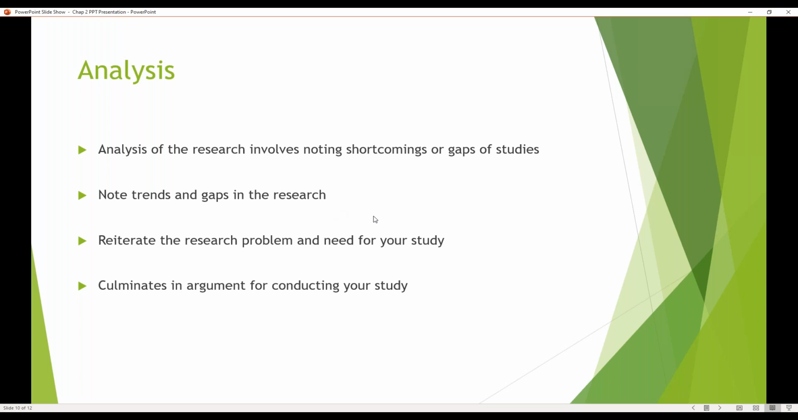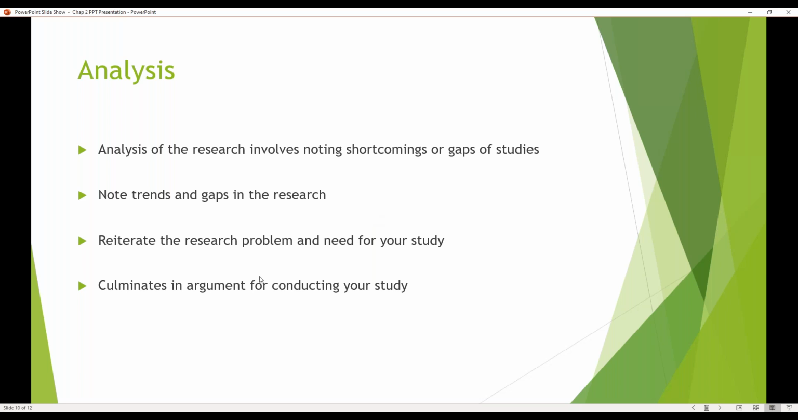Analysis can happen throughout as you're reviewing the literature. So not only do you want to review it and summarize it, you want to make some evaluations and analyses along the way. So this would involve noting any shortcomings or gaps in the studies. Maybe somebody did a study on your topic, but they didn't include the population that you're going to include, so you'd say there's research on your topic, but not quite on your sample or your population.